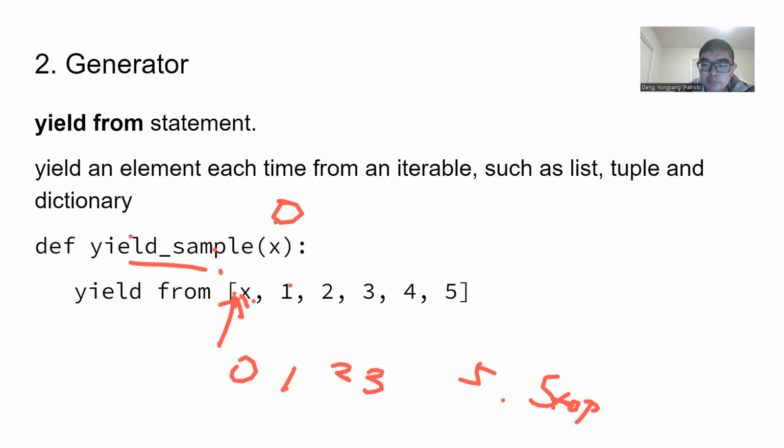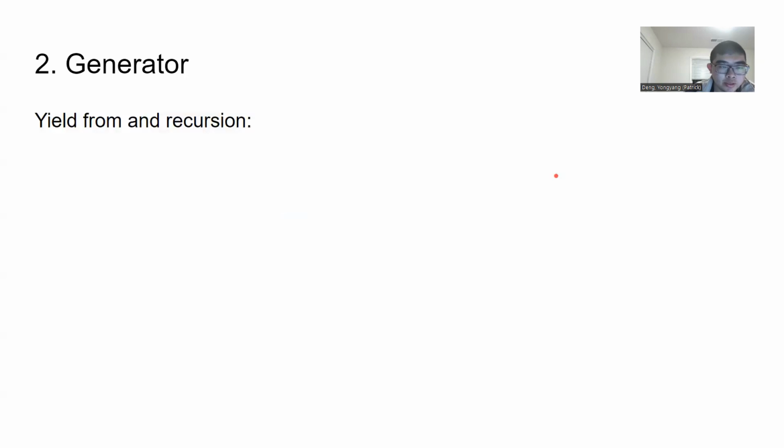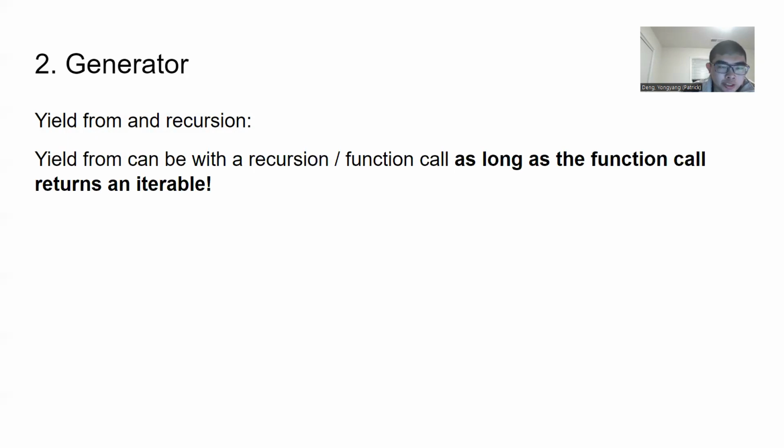So this is the yield from statement. A yield from statement can be used in recursion if and only if the recursive call returns an iterable. So yield from can cooperate with recursion or a function call, as long as the function call returns an iterable. When you are not using an iterable after a yield from statement, it will cause an error. It's more like a None type or wrong type error.